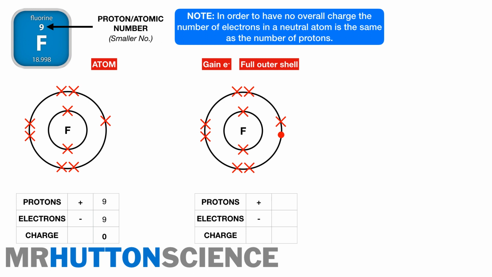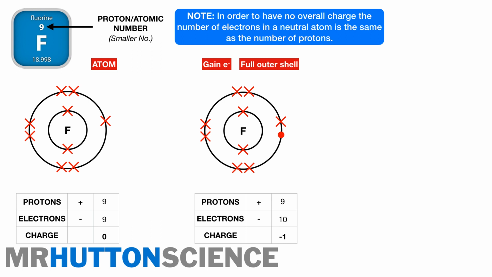But now that we've done that, we've changed the number of electrons we've got. So we did have 9 protons, 9 electrons. But now we've got 9 protons, 10 electrons. And because you've got 9 pluses and 10 minuses, overall, you've got a charge now of -1.